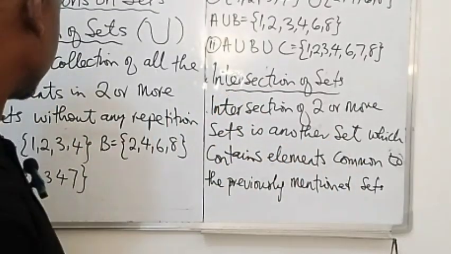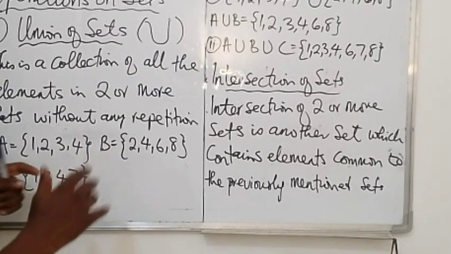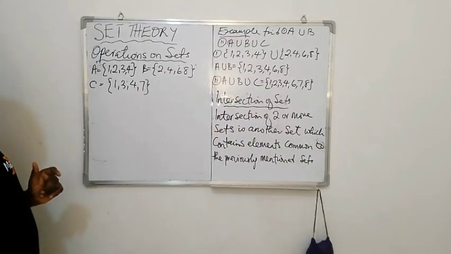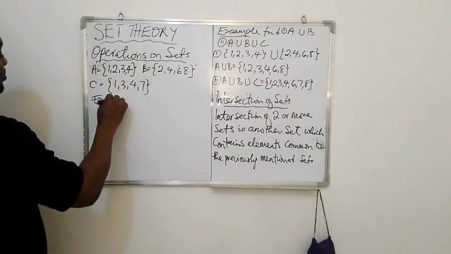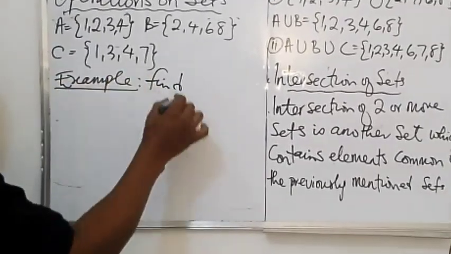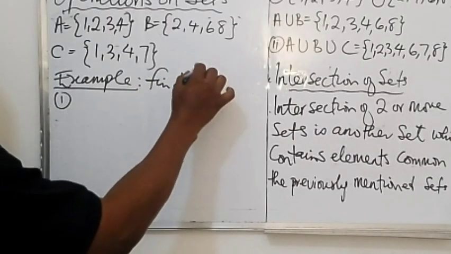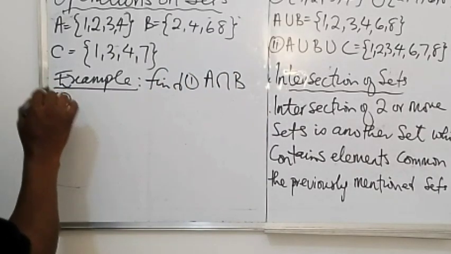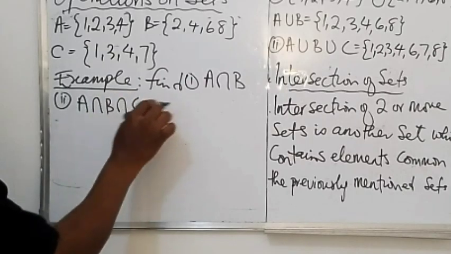So that is it. I'll still cash in on these sets A, B, and C. So I have to take off this part of the board. Once again, we still have sets A, B, and C containing these elements. For our example, we will find, first of all, A intersection B, then A intersection B intersection C.